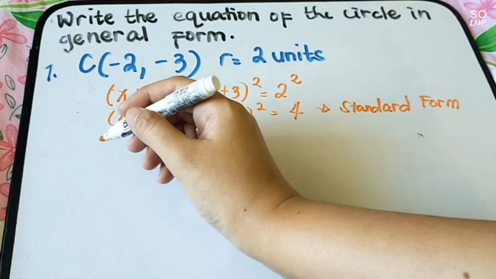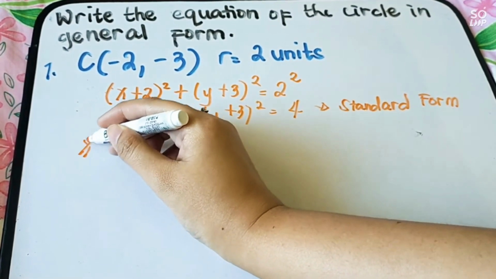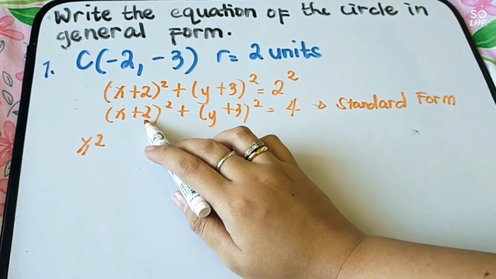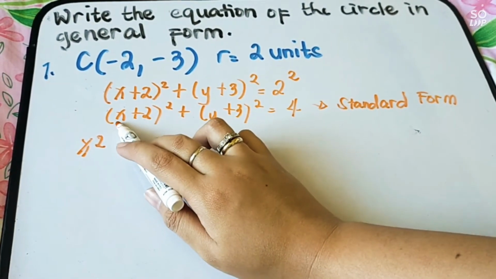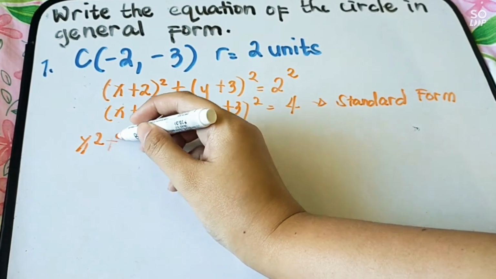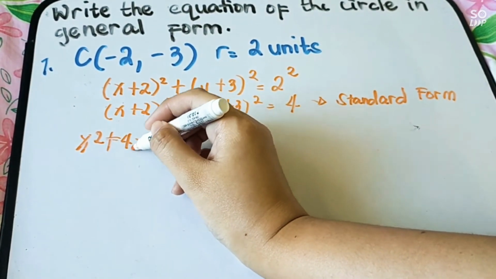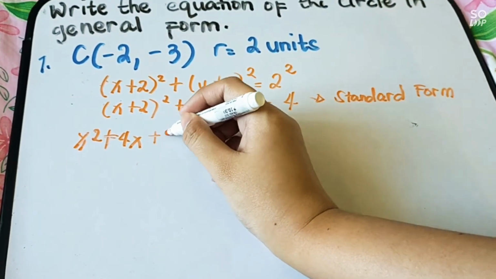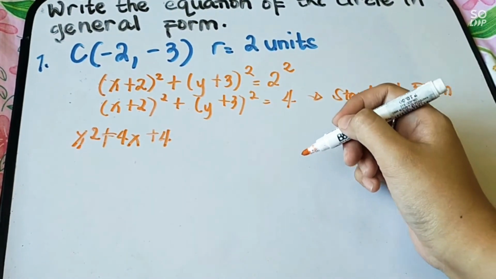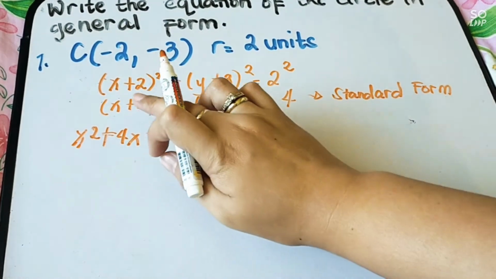Yung square ng first term, we have x squared. Next, yung 2 multiply mo sa 2 ulit, 2 times 2, we have 4. Tapos times x, we have 4x. Plus 4x. Next, the square of 2, we have 4 again. Plus 4. Yun na yan. Next, plus tayo.